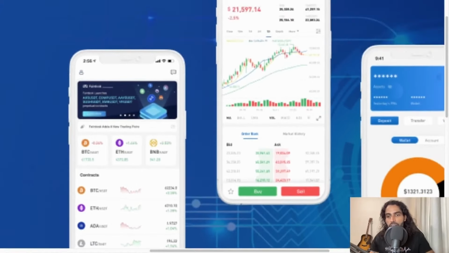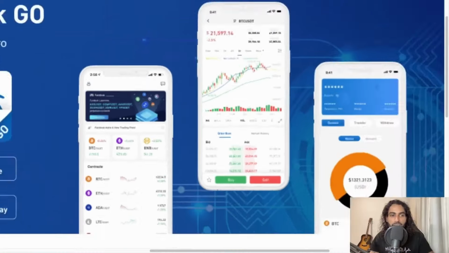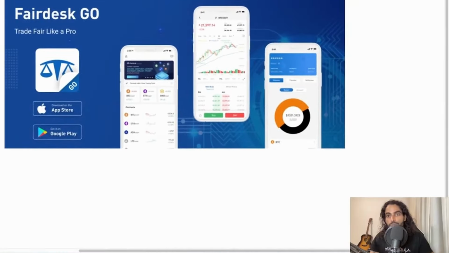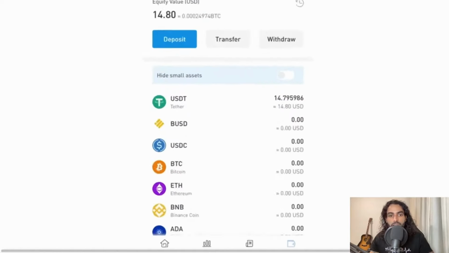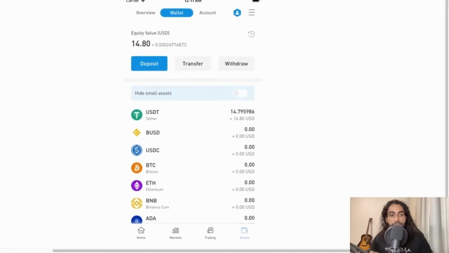You see the chart, and here you see your portfolio on the right corner, and you see how much you have in a kind of organized way. I really like this interface, pretty neat for Fairdesk Go. And you can see here as well the list of coins. There's pretty much a lot, and you can choose whatever you like to trade.